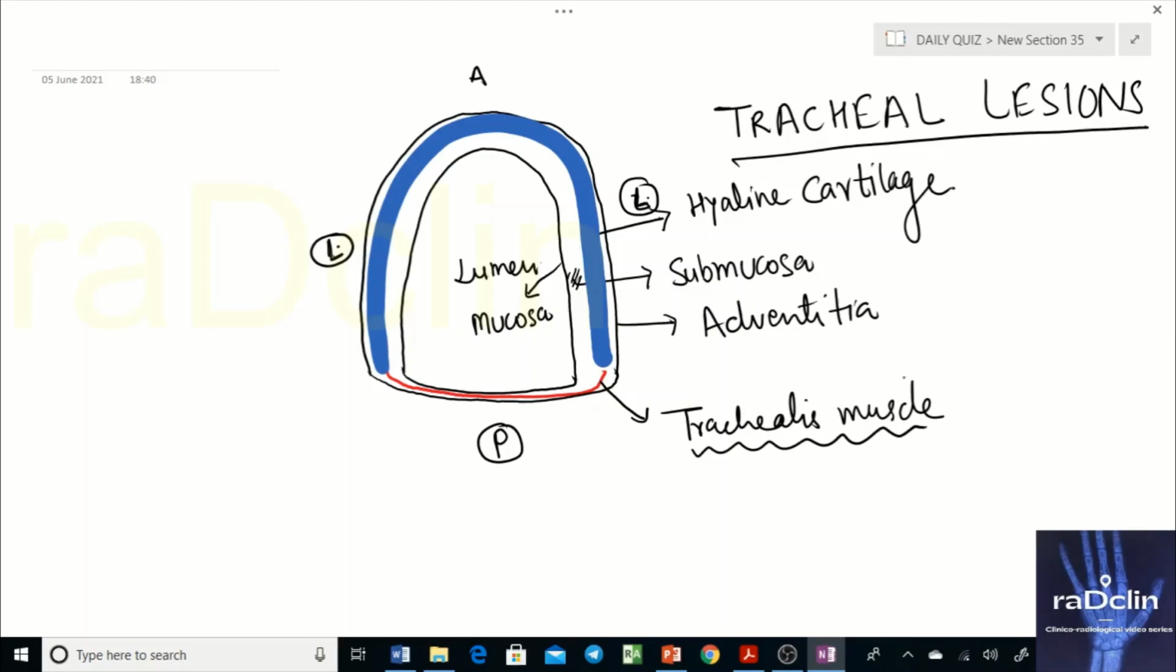There are one or two points which clearly differentiate between these lesions. So by the end of this video, you will gain the knowledge of how to differentiate between tracheal lesions. This is one diagram that I've just drawn, so as not to waste your time. You can clearly see this diagram.